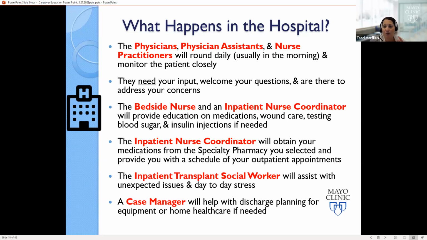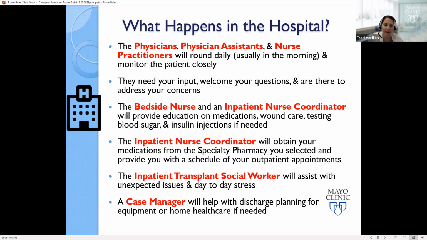The inpatient transplant social worker assists with unexpected issues and day-to-day stress. So in that outpatient setting, you have an outpatient social worker. They assist you with developing that psychosocial plan. In the inpatient setting, you'll have a different social worker. They make sure that the plan you developed is still in place, address any changes, and are there to provide support not only to the patient, but to you as a caregiver as well.